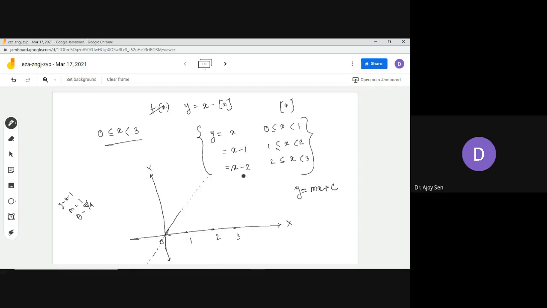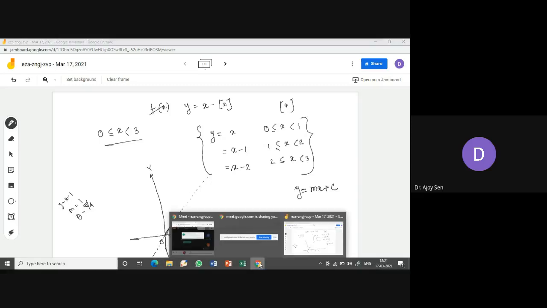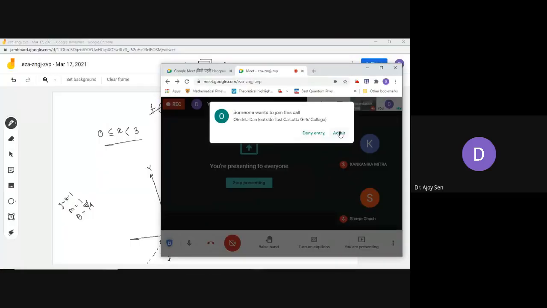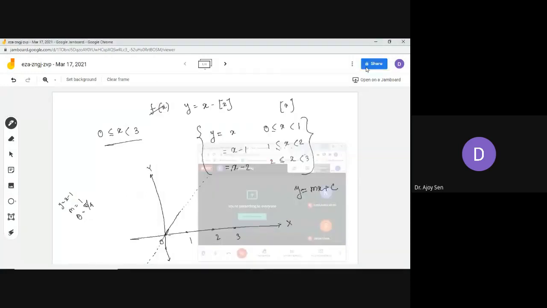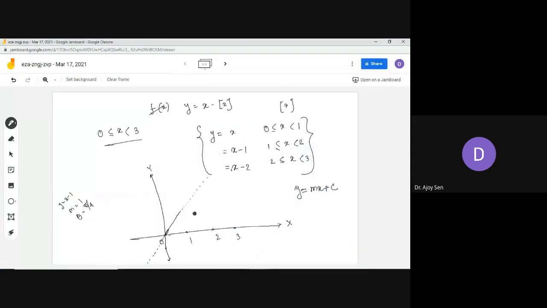So the c part is changing, hence they are actually parallel straight lines. Okay, let me join them properly. So whenever you check this thing, you will get this straight line y equals x minus 1.